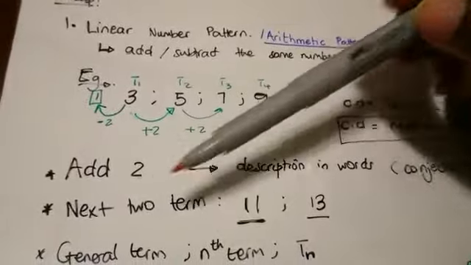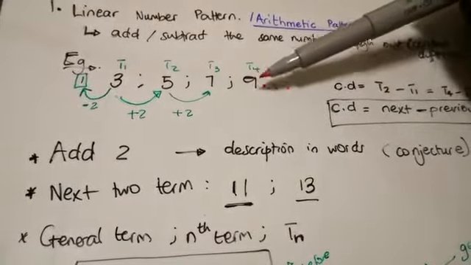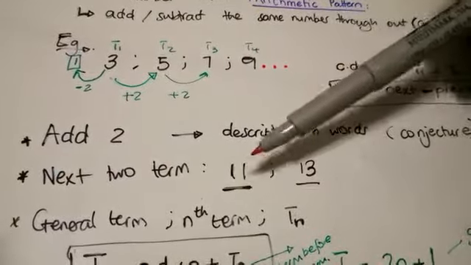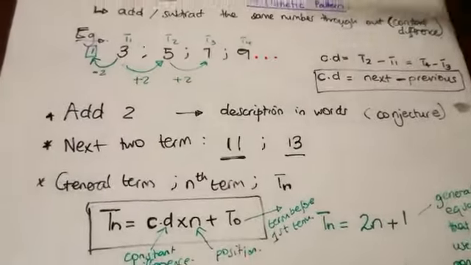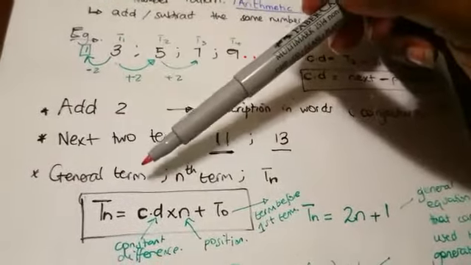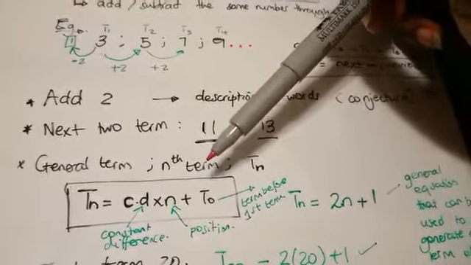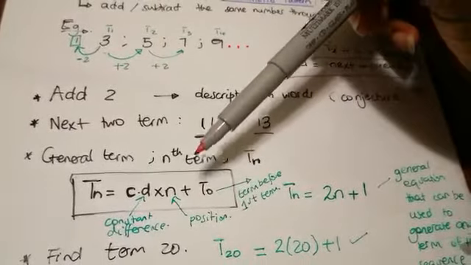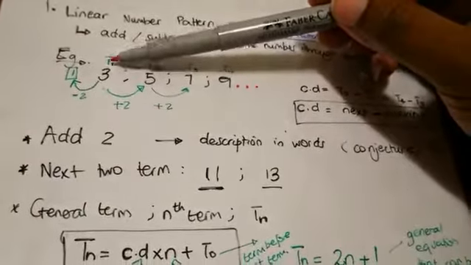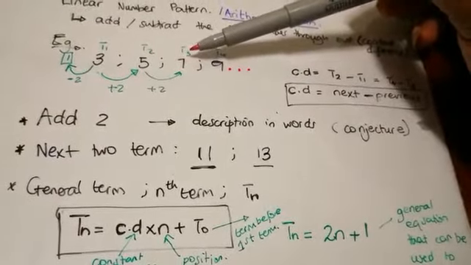If I were to ask you to write the next two terms, you just carry this on and write the next two numbers. So 9 plus 2 will give you 11, 11 plus 2 will give you 13. I'm sure you know this by now. And then we can also find the general term, which we call the nth term. The nth term is the equation that we use to find a term that can be anywhere in this pattern. As you can see, 3 is term number 1, 5 is term number 2, 7 is term number 3.